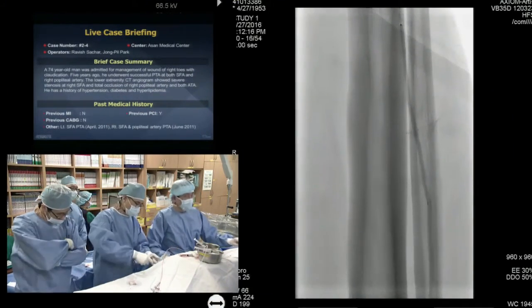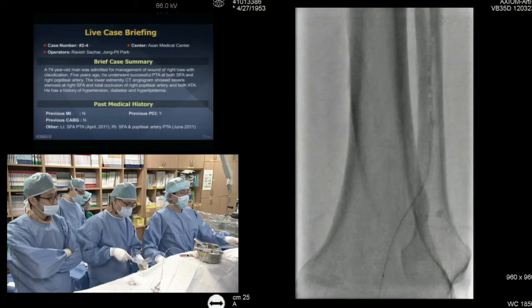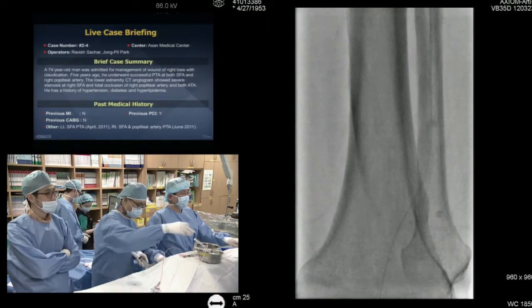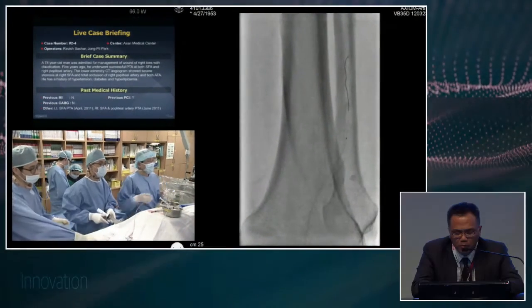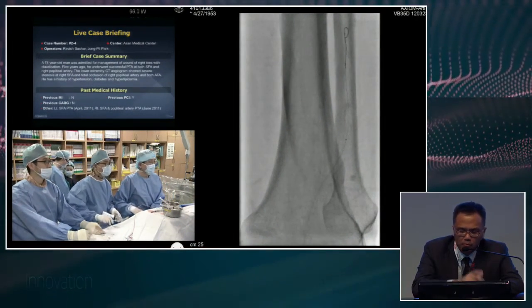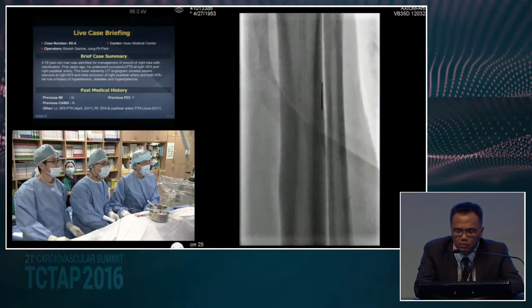Dr. Urasawa, can I just ask you, what is your strategy for long tibial lesions? Do you prefer a more short focal balloon to get more strength, or do you believe in a more tapered long balloon? Basically, I always use long balloon for tibial artery. And also I use a non-tapered balloon.